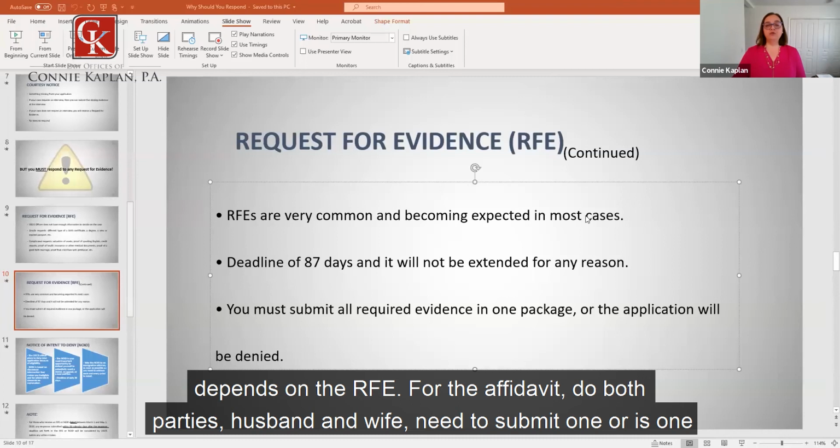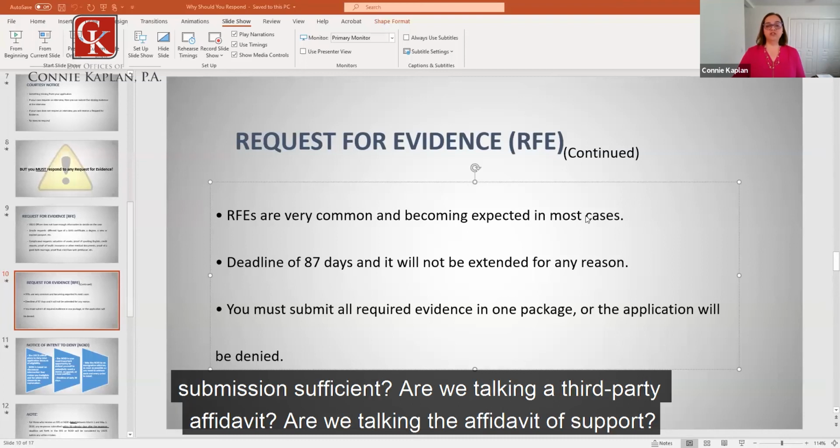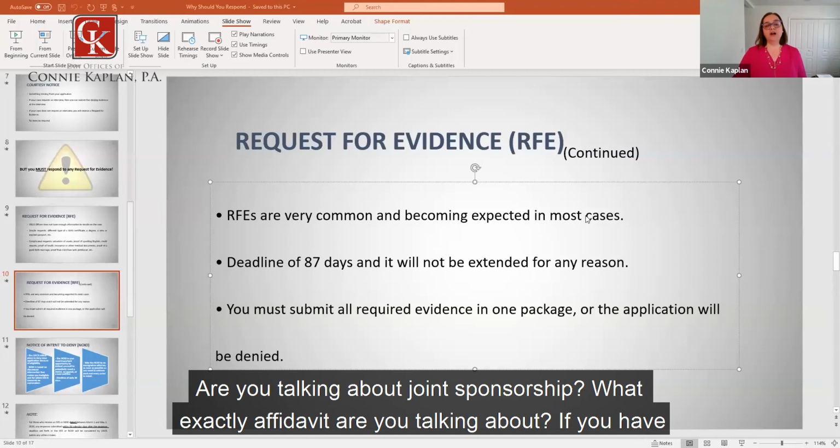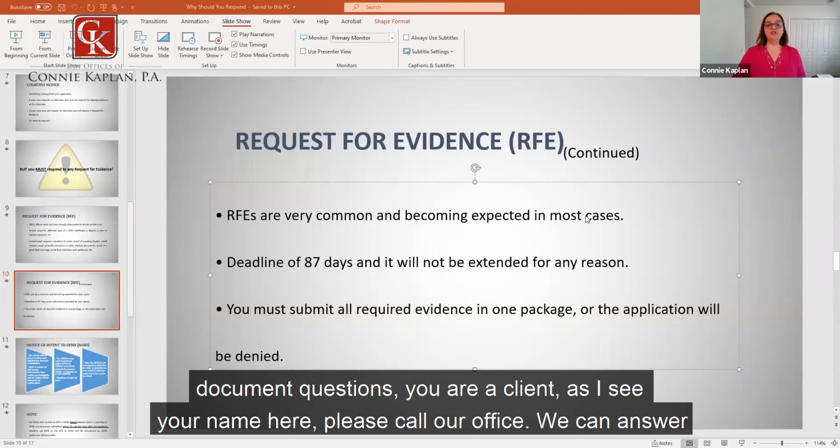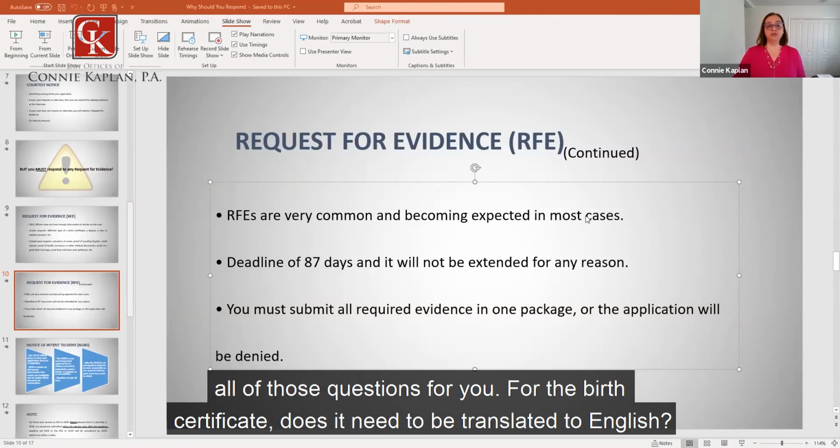For the affidavit, do both parties, husband and wife, need to submit one, or is one submission sufficient? Are we talking a third-party affidavit? Are we talking affidavit of support? Are you talking about joint sponsorship? What exactly affidavit are you talking about? If you have document questions, you are a client, because I see your name here. Please call our office. We can answer all of those questions for you.